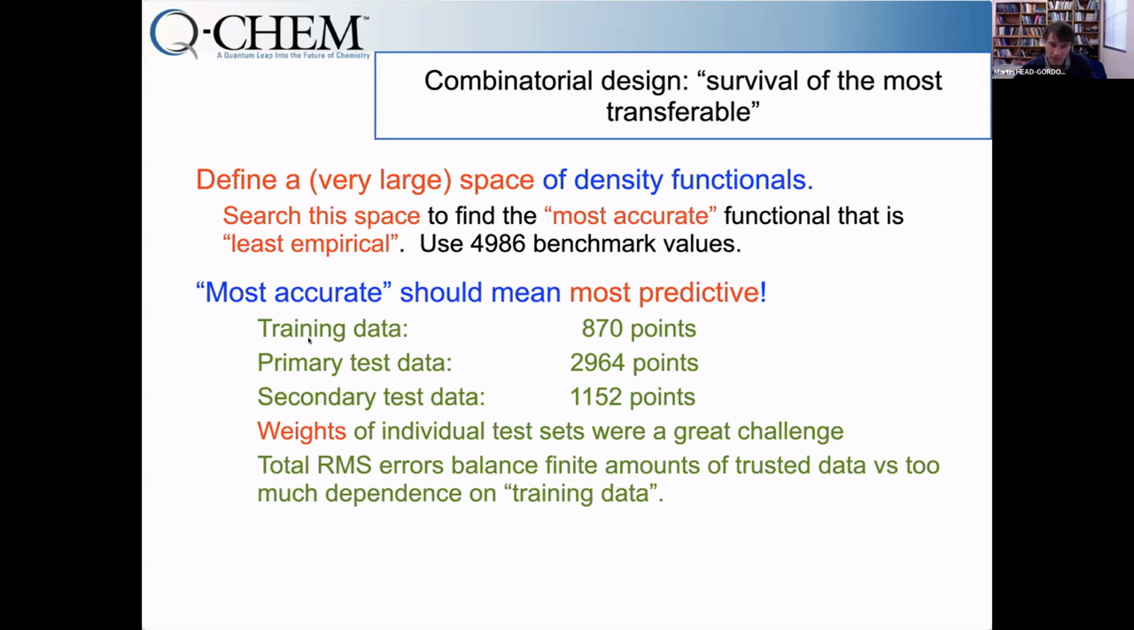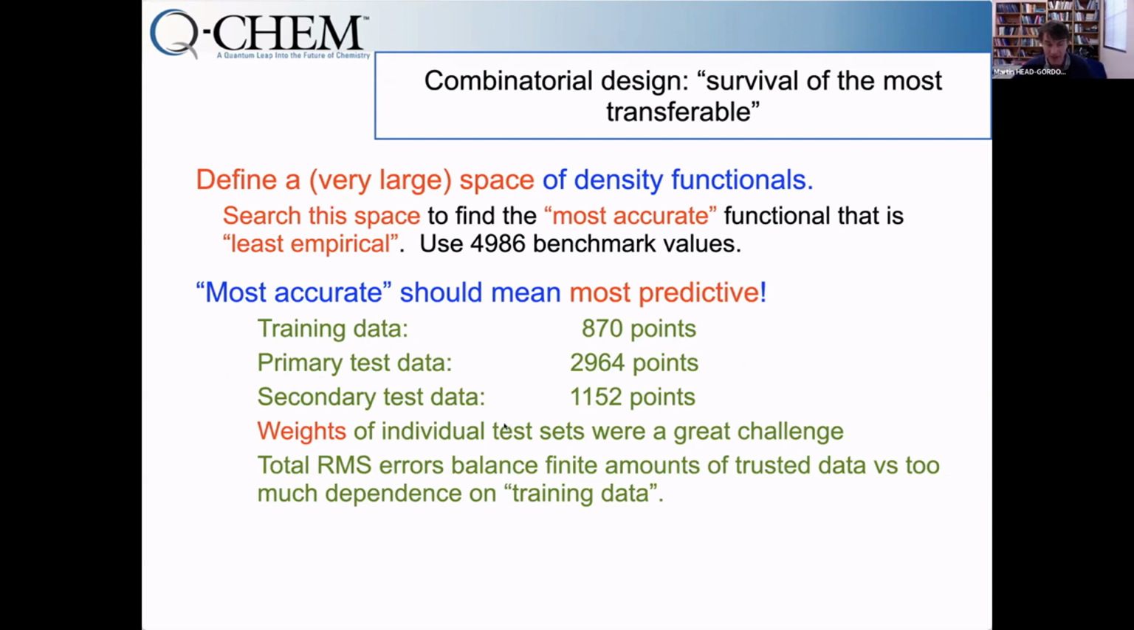So any parameters that enter the functional will be fitted based on just the training data. And then the question of how to choose between many candidate functionals would be based on their predictions for the test data. And then because that could lead to some selection bias, we would reserve the secondary test data to check and see that the selection bias is not critical.